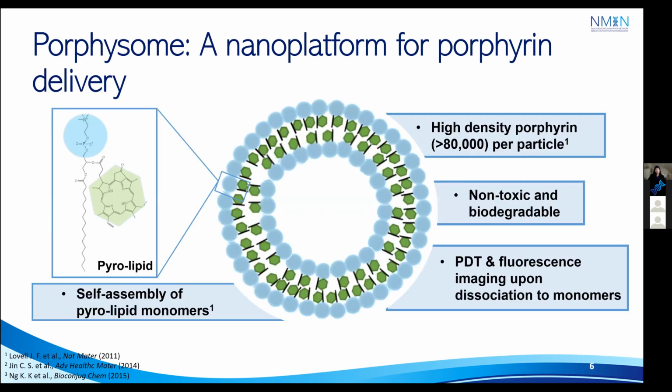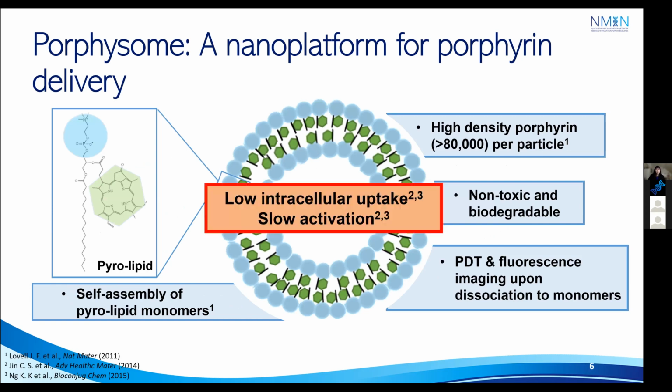And although porphysomes are promising agents for PDT, as they can deliver a large quantity of porphyrin, they have limitations, as they have inefficient, low intracellular uptake in cancer cells and a slow activation, which could hinder their PDT efficacy. And our lab has discovered that incorporating EDTA into the porphysome structure may allow us to overcome these limitations.